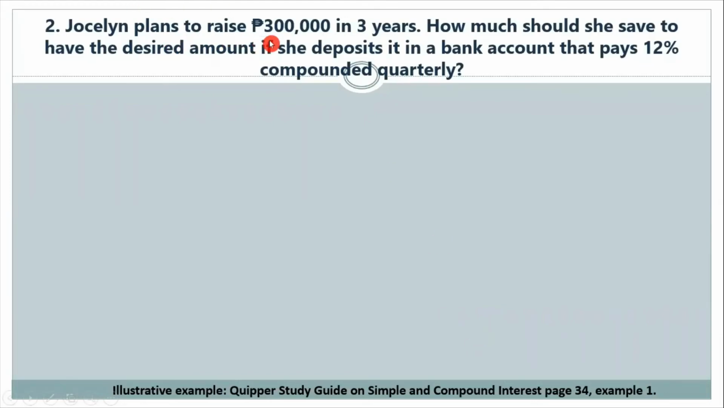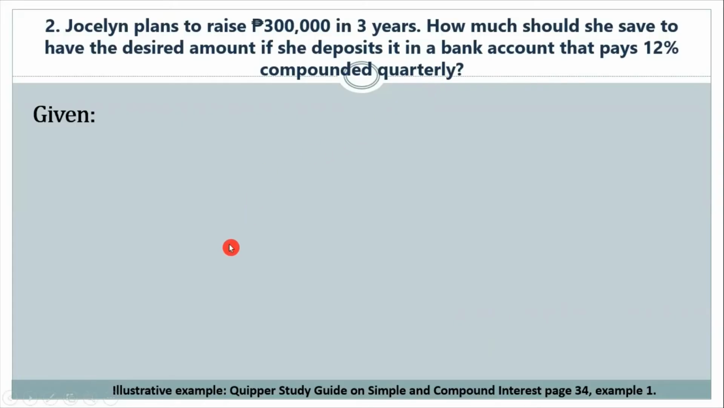Jocelyn plans to raise 300,000 pesos in 3 years. Wow. So the question is, how much should she save to have the desired amount if she deposits it in a bank account that pays 12% compounded quarterly?